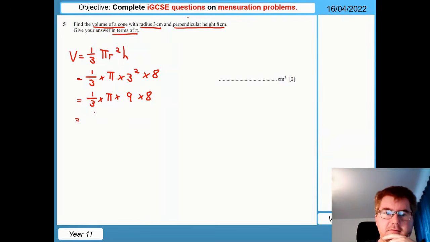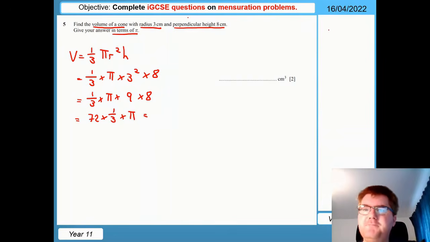And if we simplify this down further, 9 times 8 is 72. Let's bring that to the front. I love multiplying, you can move stuff around. And then we need to do 72 divided by 3 again. If you're not happy with that, you can use the bus stop.